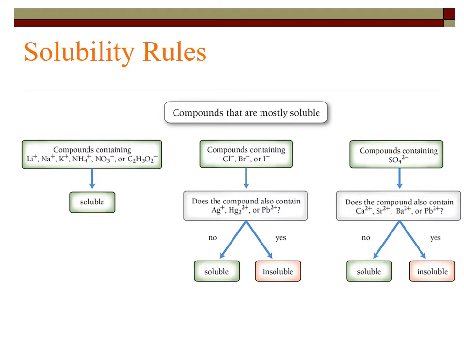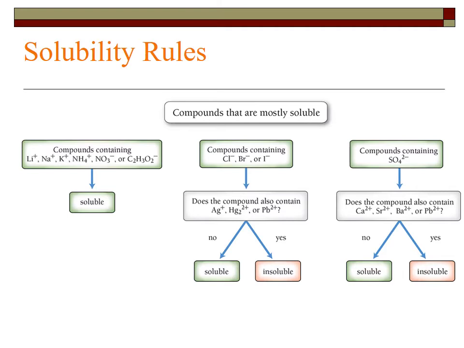Compounds that are mostly soluble are compounds containing the following cations or anions. Let's look at the left-hand side. If my compound has lithium, sodium, potassium, ammonium, nitrate, or acetate in it, anywhere, that compound will always dissolve in water. It will be soluble.